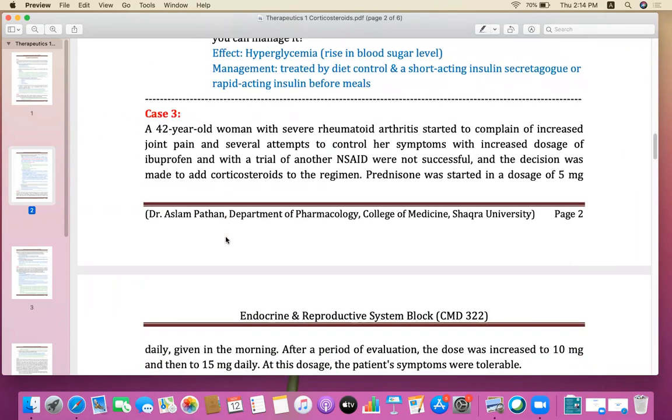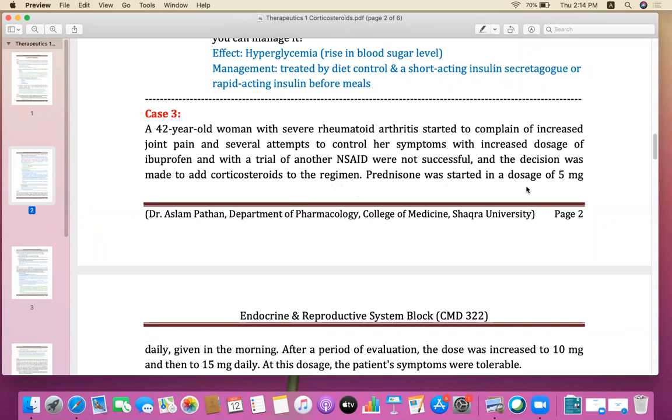Case 3, 42-year-old woman with severe rheumatoid arthritis. Now, if you see this rheumatoid arthritis, it means that the dose should be given in the evening. She started to complain of increased joint pain, and several attempts to control her symptoms with increased doses of ibuprofen. Ibuprofen is a non-steroidal anti-inflammatory drug, and with the trial of another NSAID not successful, the decision was made to add corticosteroid to the regimen.